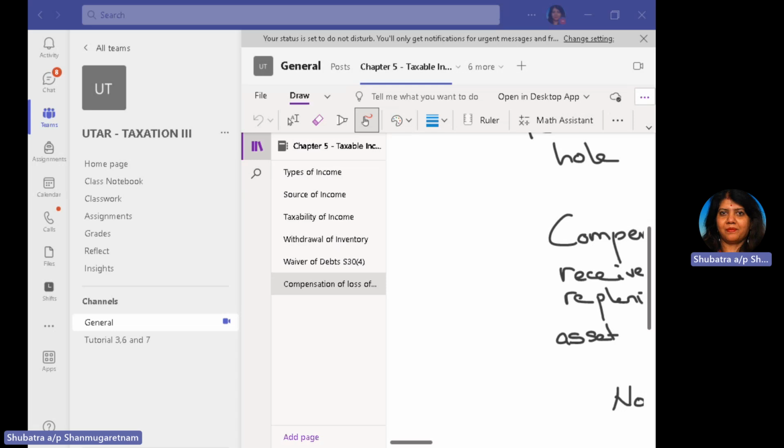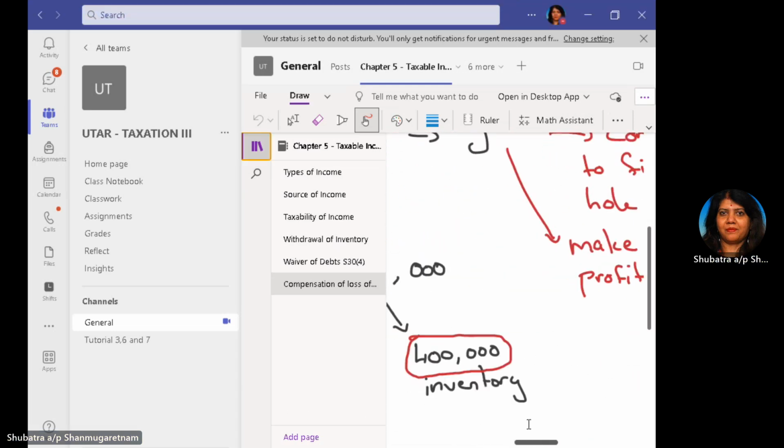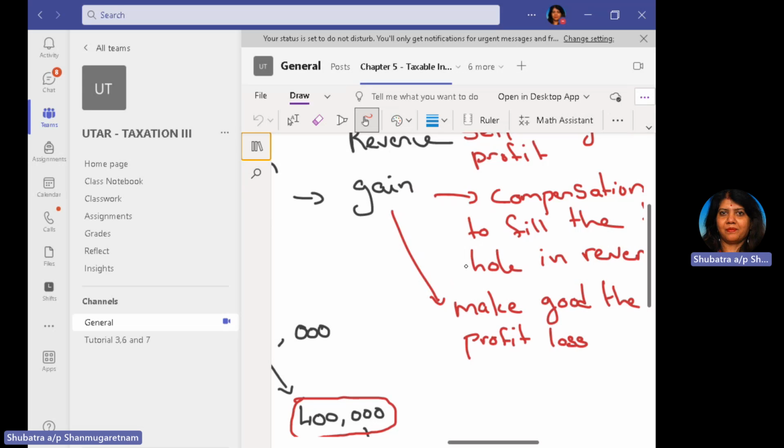Oh yeah, revenue gain is taxable. Oh, I forgot to tell you all that. Yes, revenue gain is taxable. So this 400,000 is taxable.